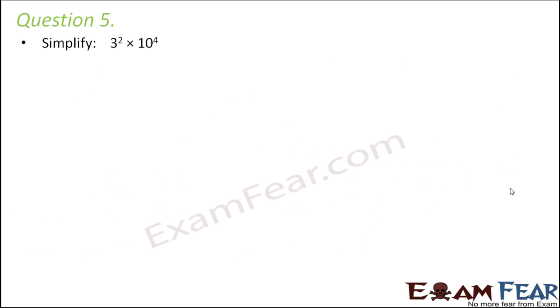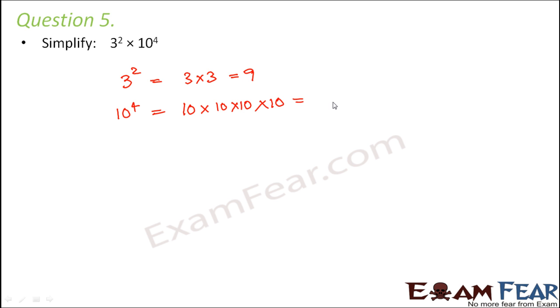Question number 5. Simplify 3 to the power 2 multiplied by 10 to the power 4. So 3 to the power 2 would be nothing but 3 into 3, that is 9. And what about 10 to the power 4? That is nothing but 10 into 10 into 10 into 10, which gives 10,000. So when you actually find their product, that is 3 to the power 2 into 10 to the power 4, is equal to 9 into 10,000. So this is equal to 90,000.